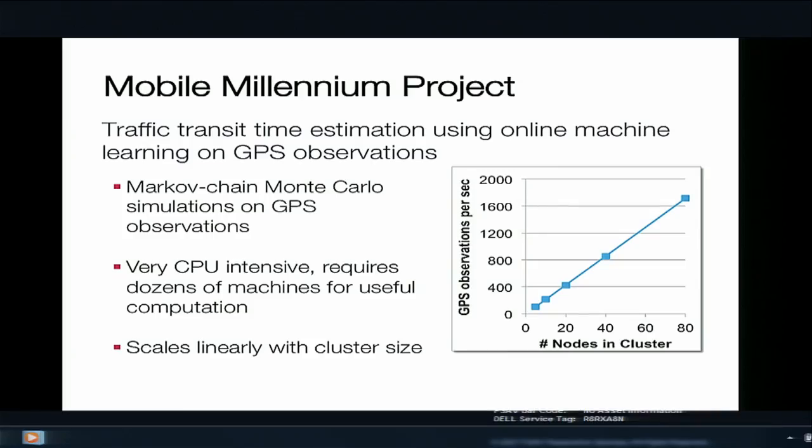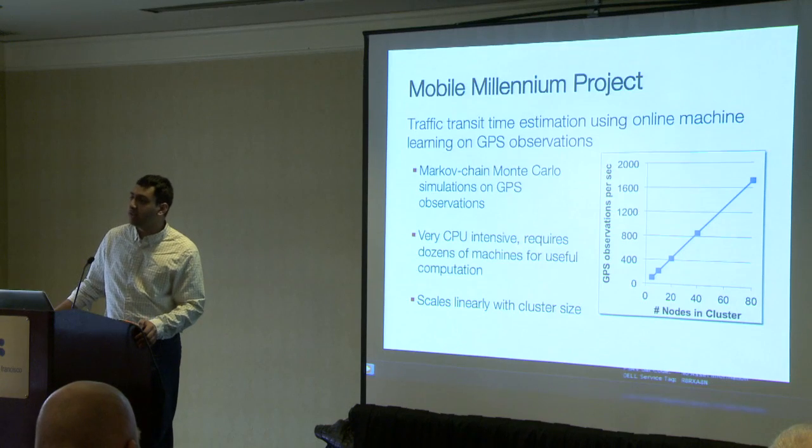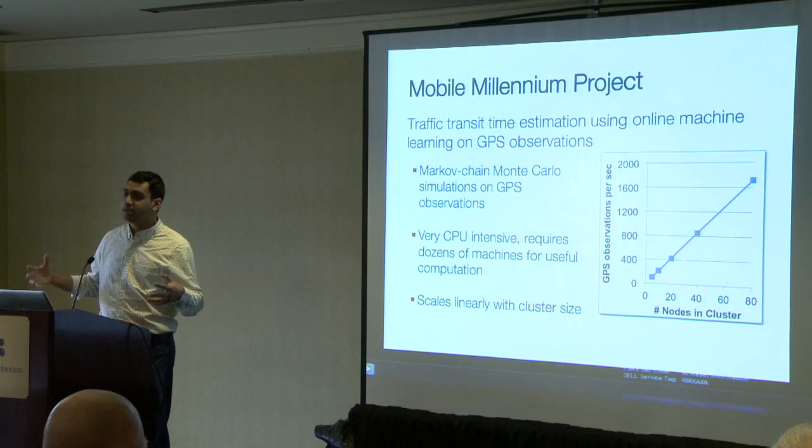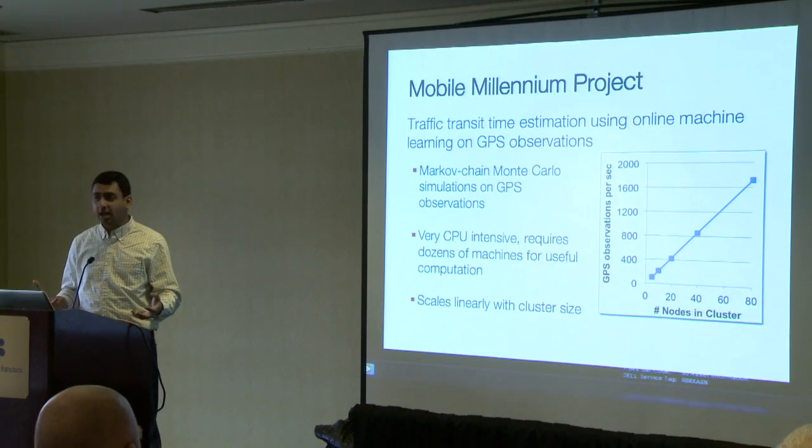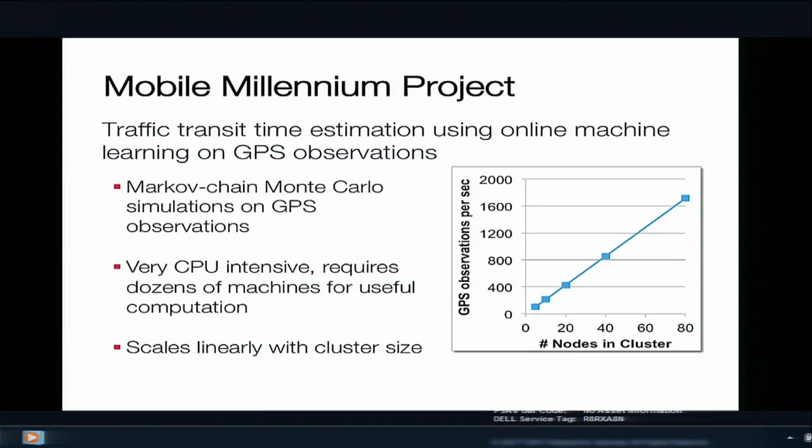We also tried more complex applications. For example, the Mobile Millennium project is a research project back at UC Berkeley, where it uses GPS observations to estimate traffic transit times using an online machine learning algorithm, in this case Markov chain Monte Carlo simulation on GPS observations. Please do not ask me what that is. I did not write it. But at a high level, that is very CPU intensive, and so it requires a large cluster to do any useful kind of processing. And as you can see in the graph, the program scales pretty nicely with the number of nodes in the cluster.